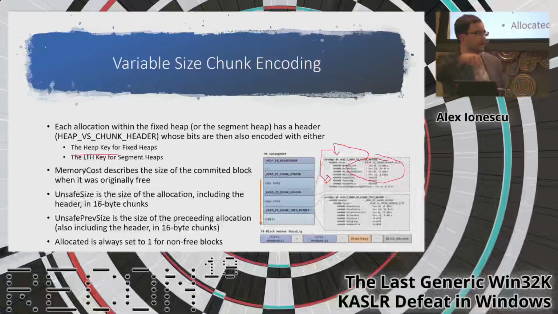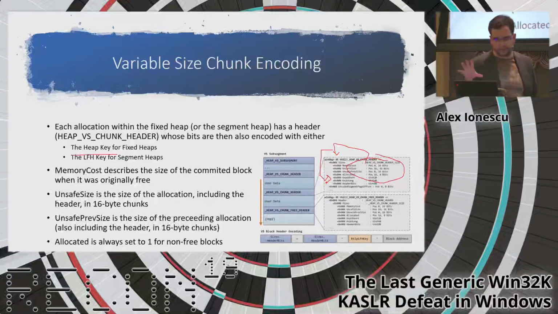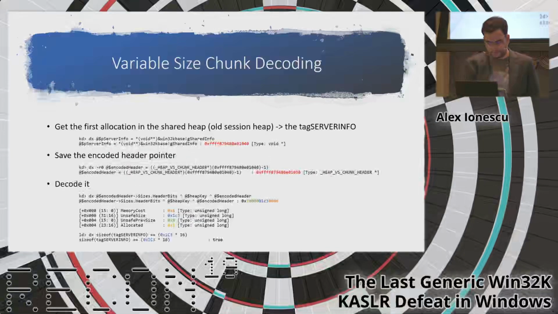So each allocation has a header, and the header itself is XORed with the key and the address of the header. And we're going to see why this is relevant and useful. So that heap key is used to encode headers. It's also used to encode the context. So we can decode it, of course, if we have all the secrets.